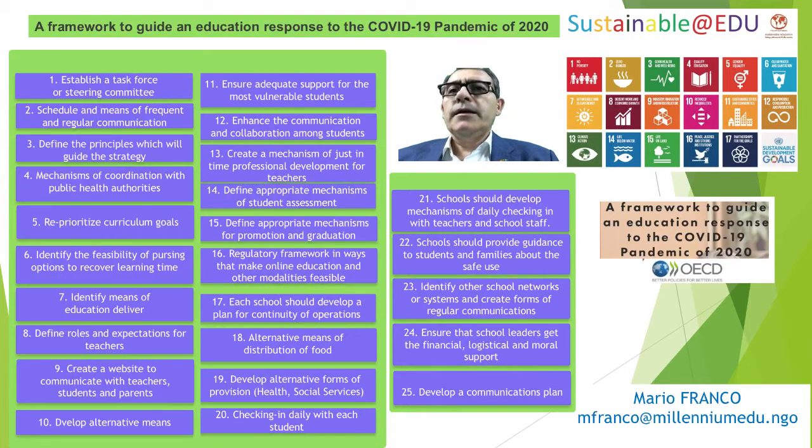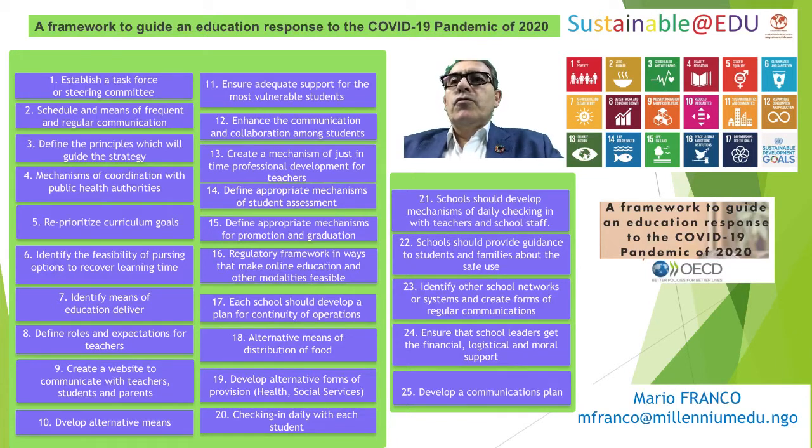Recommendation number 20, checking daily with each student. That's the most important, by phone, by other means, even personal contacts in some cases, or by internet. The students should be contacted every day. The recommendation number 21 is related to the schools: they should develop mechanisms of daily checking with the teachers and school staff. We know this is very important to help them to keep their work in operation.